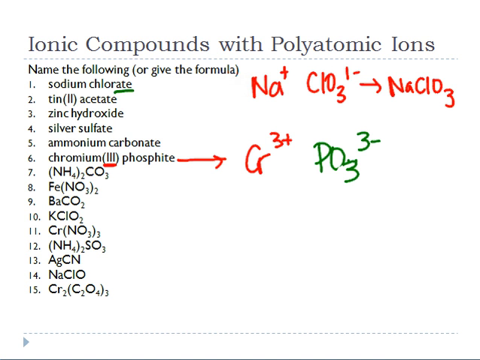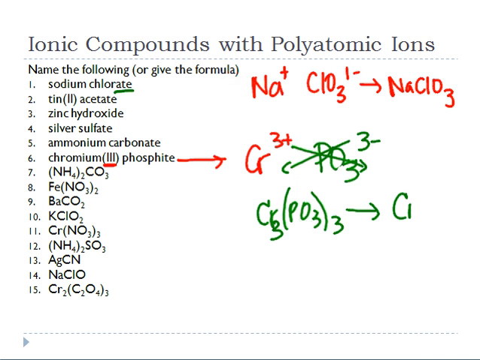Now I check my charges, I do my crisscrossing, and I get Cr3(PO3)3, but then I have to reduce that down. So it ends up being CrPO3. All right, so now you can sort of start to see how that works. So you name the others, we'll take the rest of them up in class.